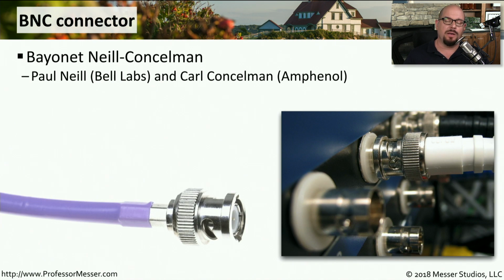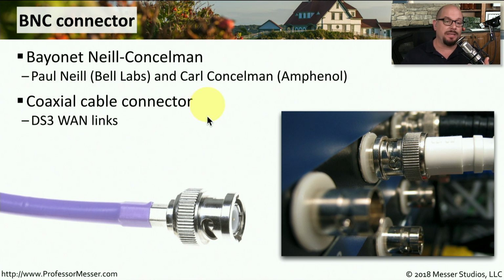A very common type of coaxial cable connection is a BNC connection. The B in BNC stands for bayonet, which is the style of cable that plugs in and then twists to lock, and you can see the locking mechanism on the cable right here. The N and the C in BNC stand for Paul Neill, who was at Bell Labs, and Carl Concelman, who was at Amphenol. They designed this particular connection and called it the BNC connection. As I mentioned, this is commonly seen on coax connections for wide area networks, especially DS3 type WAN links.